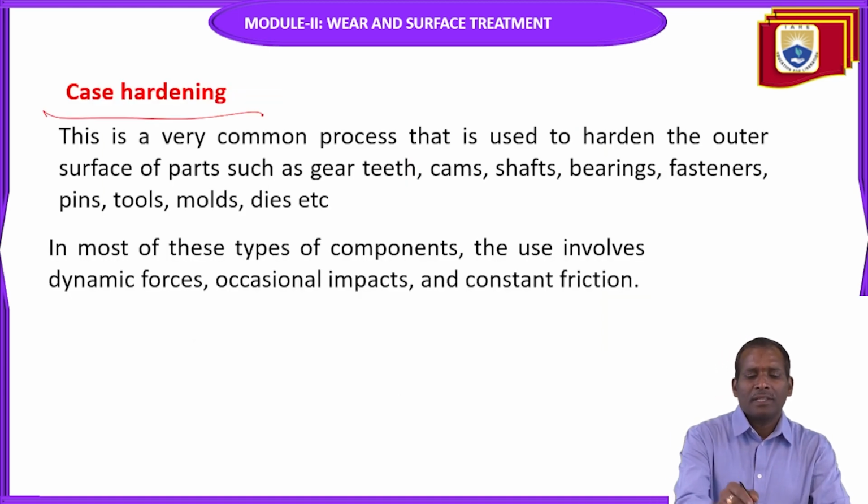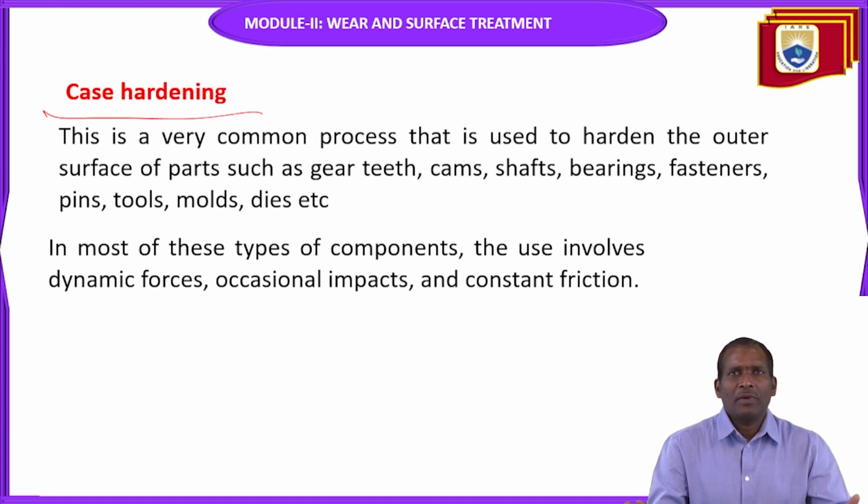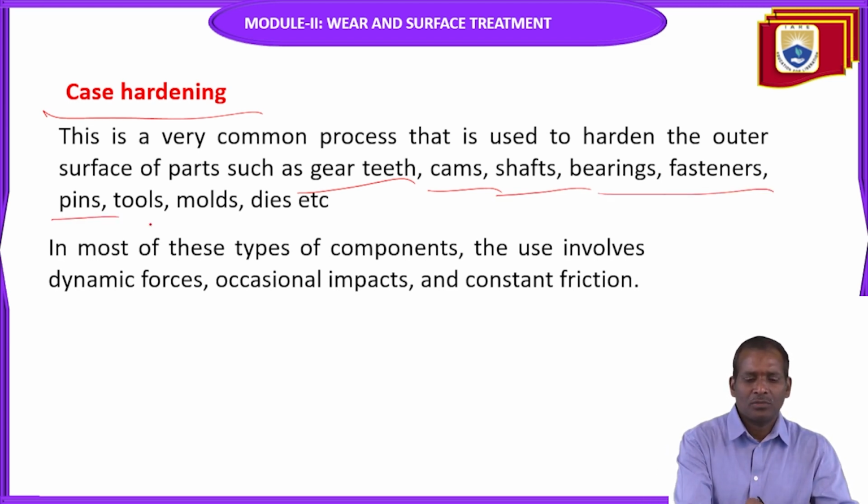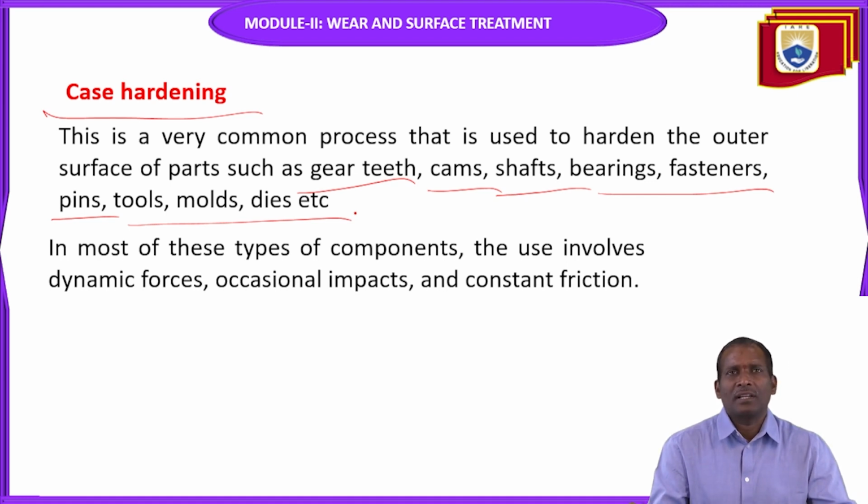Next one is case hardening. This is a very common process that is used to harden the outer surface of parts such as mechanical machine elements, that is, gear teeth, cams, shafts, bearings, fasteners, pins, tools, molds, dies, etc.